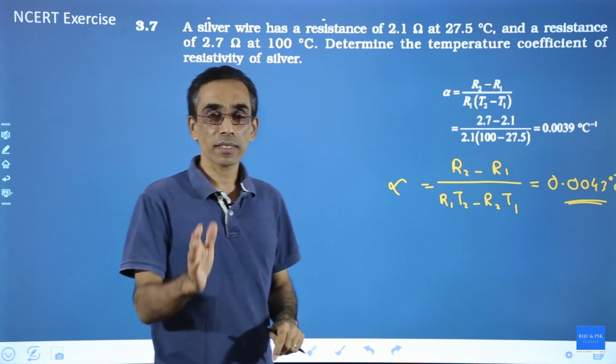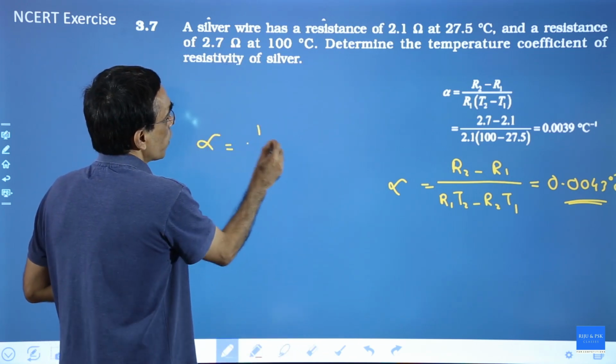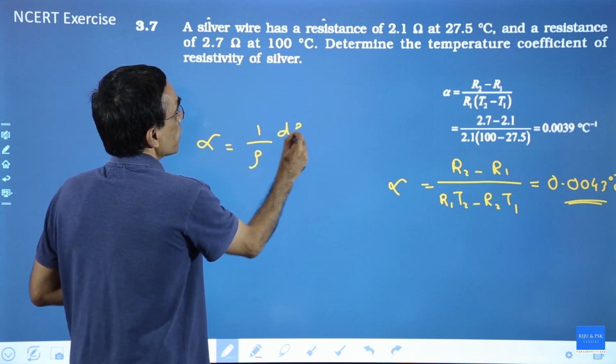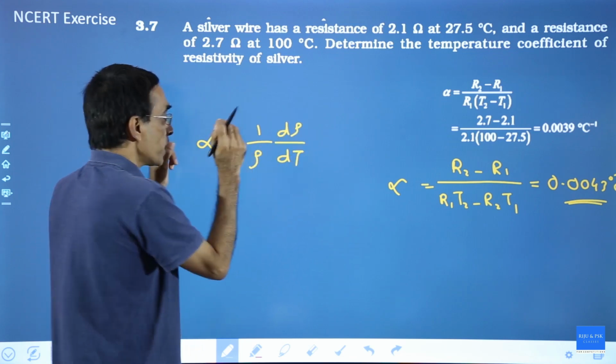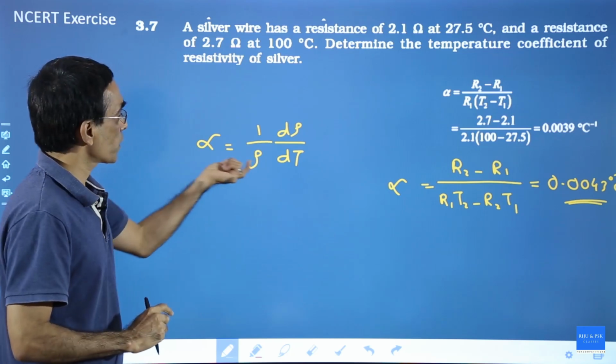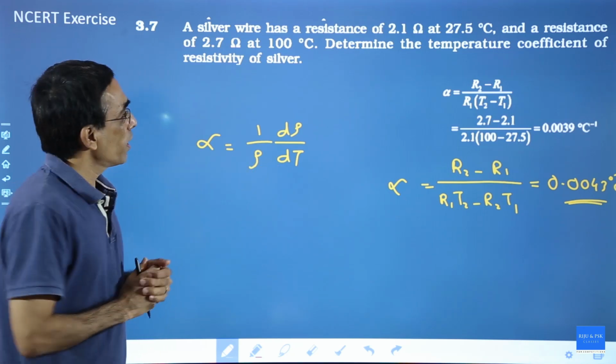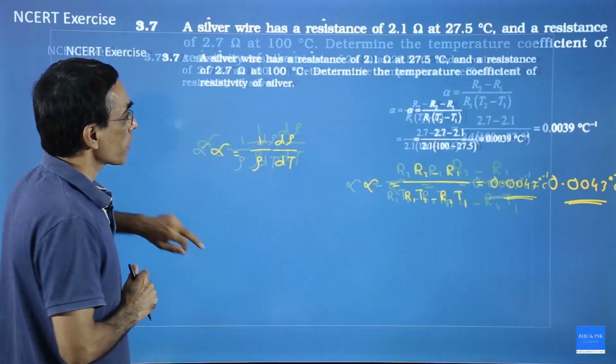And for the IIT-JEE examination, definitely the equation alpha equal to 1 by rho d rho by dt should be clearly studied, because this will end up in an integration, because these are all differential changes. Okay, that's it.